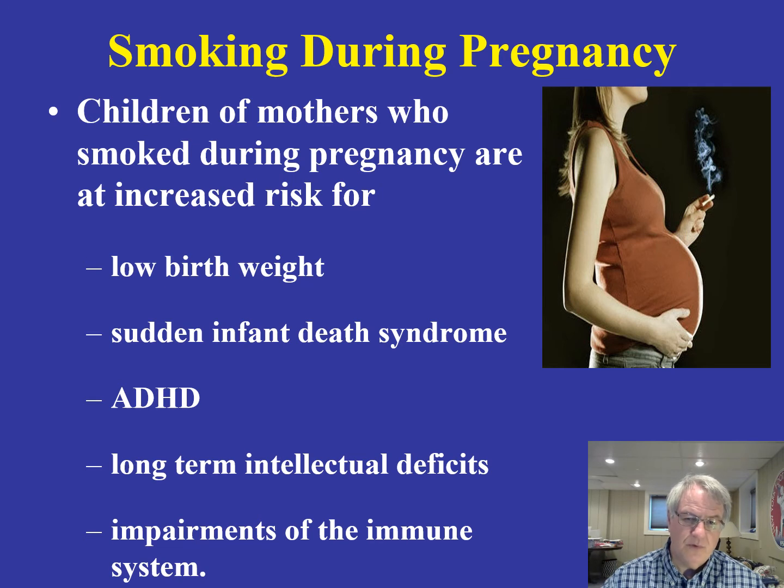Children of mothers who smoke during pregnancy show risk for a number of different characteristics in their offspring, like low birth weight, for example, sudden infant death syndrome, attention deficit hyperactivity disorder, intellectual deficits, deficits in terms of the immune system. So again, this is another case of how disrupting what is happening neurodevelopmentally, in this case by way of smoking, can have a very destabilizing effect in terms of the development of the brain.